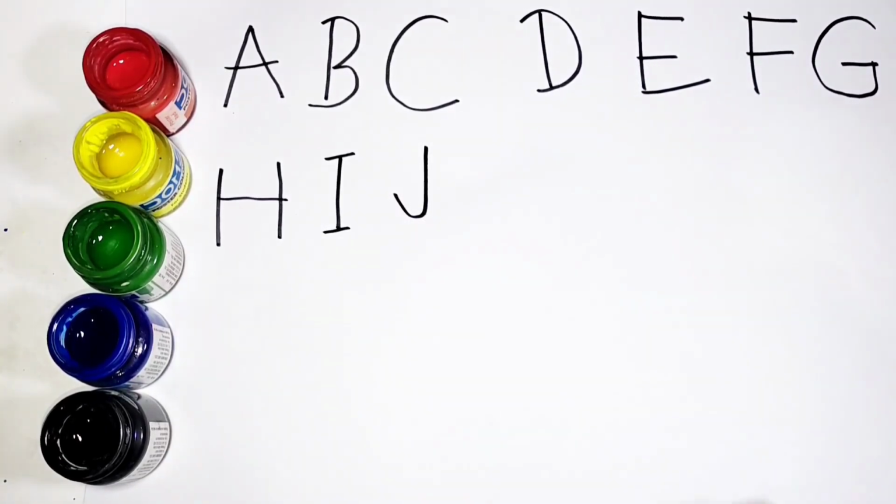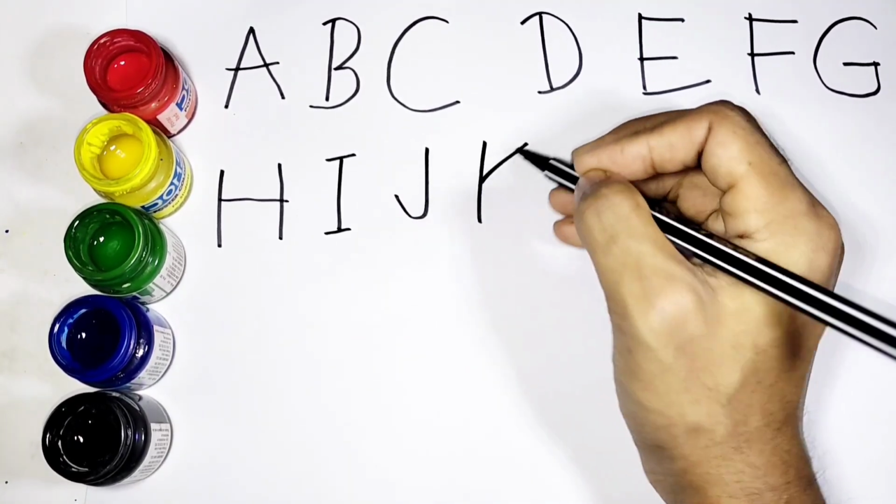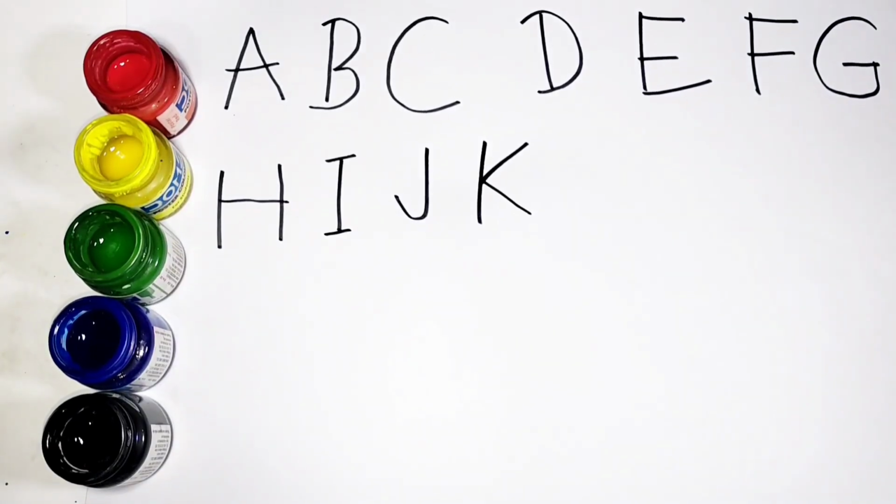Kids, now we draw J. J for jackfruit. And now we draw the alphabet K.